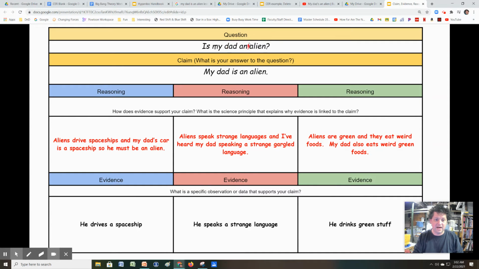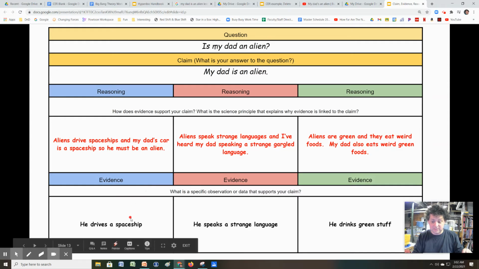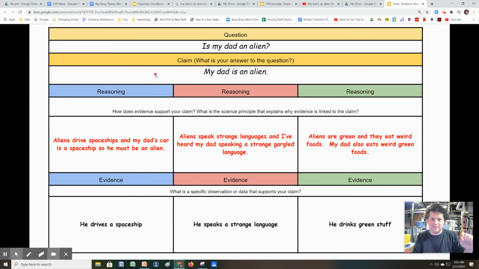So here's, is my dad an alien? Yeah, my dad is an alien. He drives a spaceship. Aliens drive spaceships, and my dad's car is a spaceship, so he must be an alien. I took my evidence, he drives a spaceship, and I've linked it directly to the claim in very specific terms. Aliens drive spaceships, my dad drives a spaceship, so he must be an alien. I've taken the two and I've connected them.